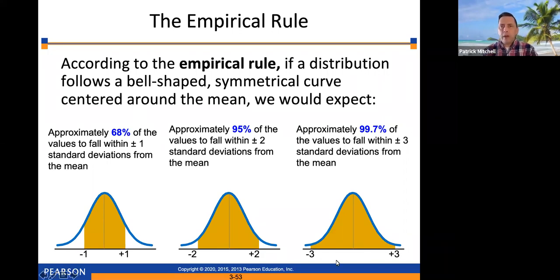So a moment ago, we said anything with a z-score bigger than +3 or less than -3, we call that an outlier. You would only, well, at least if the distribution looks like this, you would only expect to find values like that 0.3% of the time. So that's 3 times out of every 1,000. So not very often.